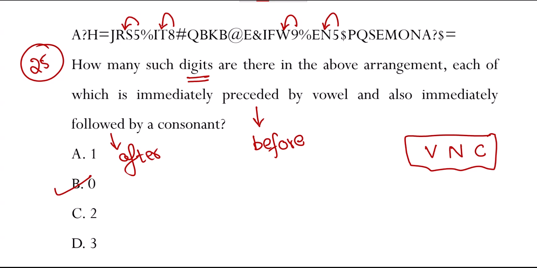How many digits are there preceded by a vowel? Digit before vowel. There is none; we have 4 digits, 5, 8, 9, 5. So before that, we don't have a vowel. Followed by consonant is secondary, but in fact that is also failed. Followed by a character, here special characters. Every digit, followed both, is not satisfied. This is also not satisfied. They used 'and', we need to satisfy both. Even at least one is not satisfied. Answer is 0. Immediately preceded by means the one before. Immediately followed by means the next one.